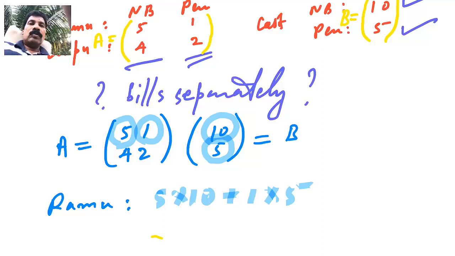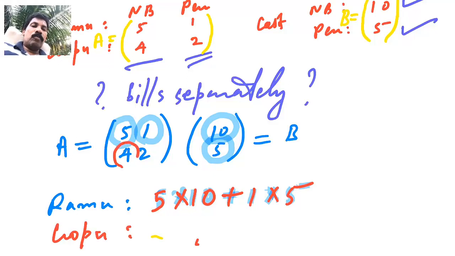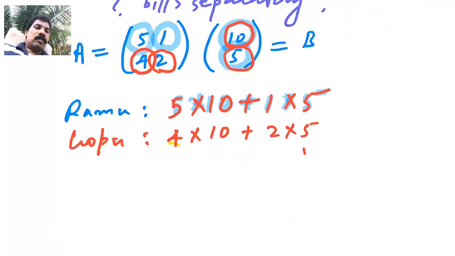So what I am telling you is, Ramu is purchasing 5 notebooks at the cost of 10 rupees and 1 pen at the cost of 5 rupees. So the total bill should be 5 into 10 plus 1 into 5. In the same way, we can do it for Gobu also. In the case of Gobu, he is purchasing 4 notebooks at the cost of 10 rupees, and so we have to multiply 4 into 10 and then 2 into 5. In this way, we can find the individual bills.